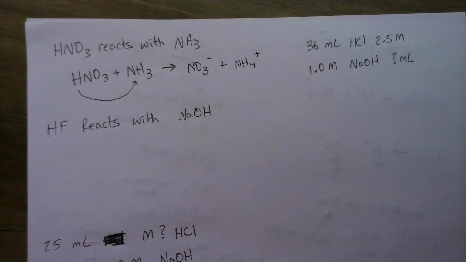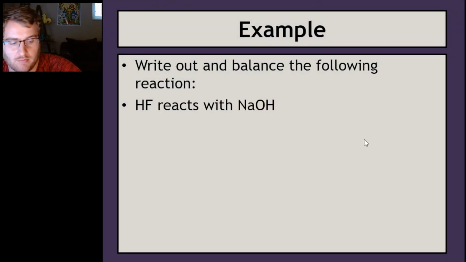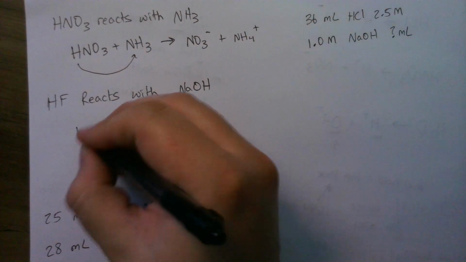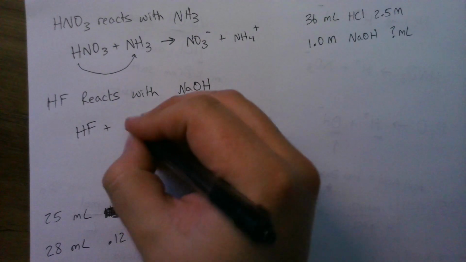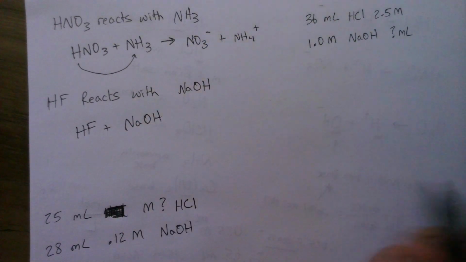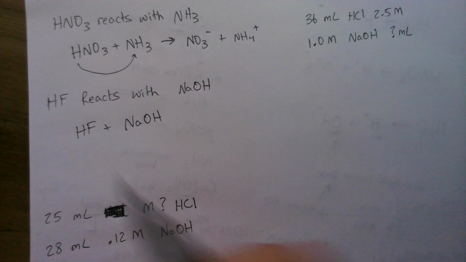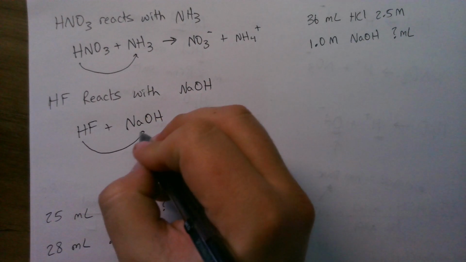Second problem. So next slide just has another problem. Down here, HF reacts with NaOH. I kind of left out this logic, I guess, but I understand this is the acid because it starts with an H. So just like last time, it's going to give its H to NaOH.